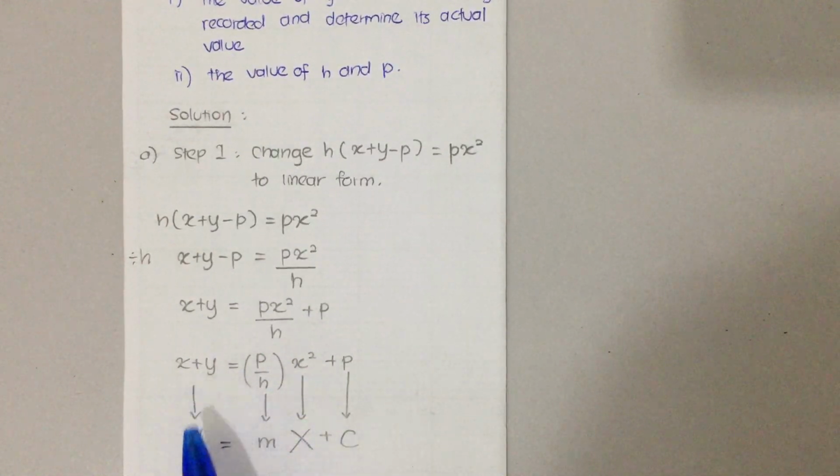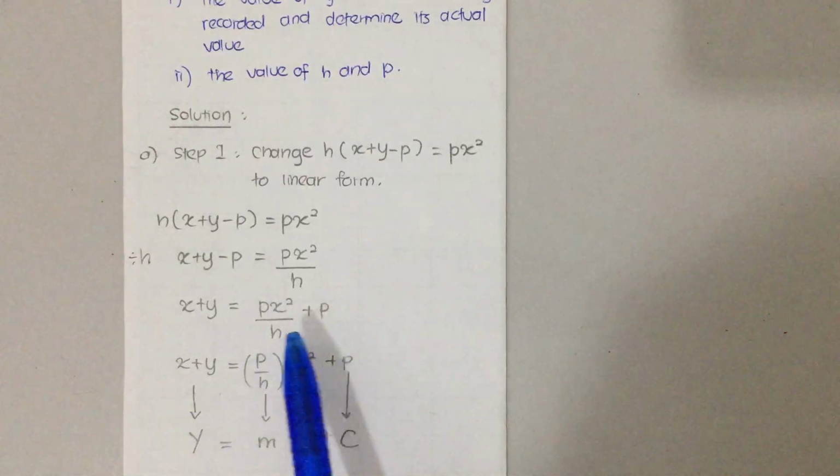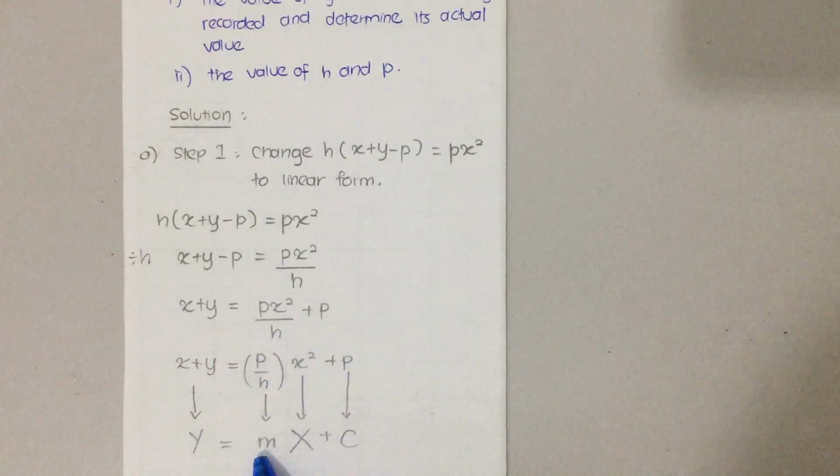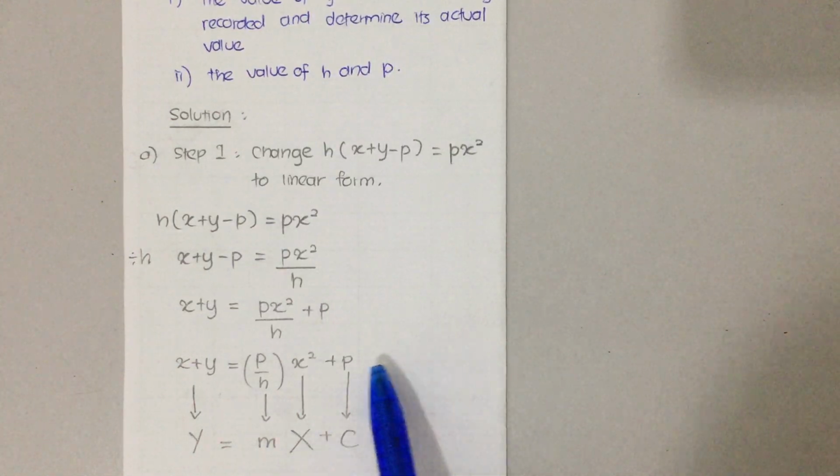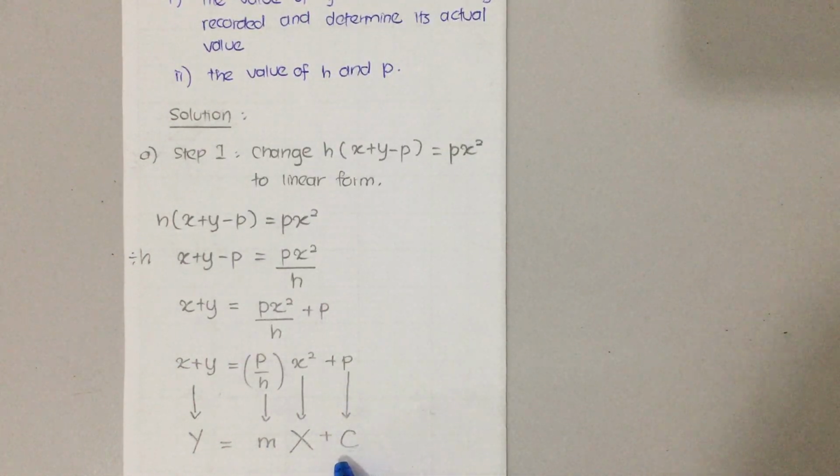Your x + y will act as the y-axis. Your p/h will act as the gradient of the graph. Your x² will function as the x-axis and your p will function as the y-intercept. So guys, we have already successfully converted the nonlinear equation to a linear form. Alright guys, let's move to the next step.